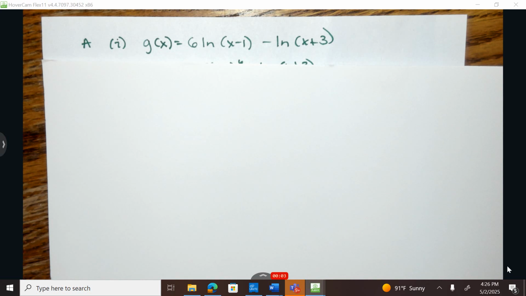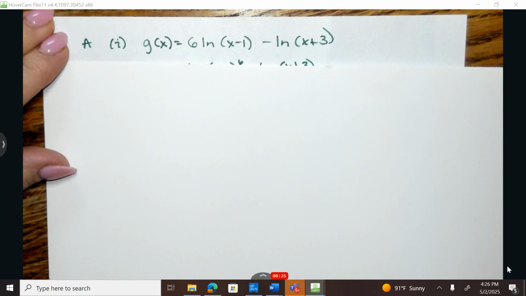Right, so we are on to question number 4 from the FRQ4 practice packet. Let's look at the first question. A says the functions g and h are provided, and the first part of A wants us to rewrite g of x as a single natural logarithm without any negative exponents in any part of the expression. So let's go ahead and do this.